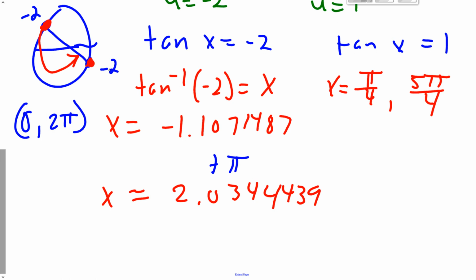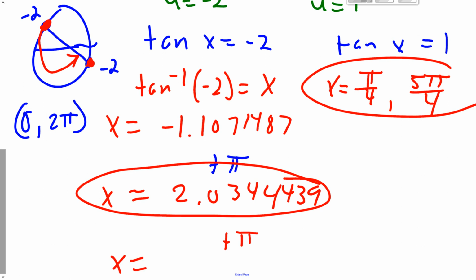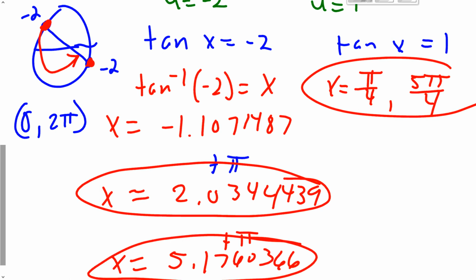And then, since I'm now here, if I rotated another 180 degrees with another pi, I would get that same answer of negative 2, when I type in this new angle. So if I add another pi to this one, I will get my final answer. So this is one answer, this is one answer, these two are answers. If I add another pi to this one, or add 2 pi to that original negative 1.1, then I'll get my last answer, because tangent and cotangent, 180 degrees away is the same answer. So this one's 5.1760366, something like that. So those are all my four answers from 0 to 360.